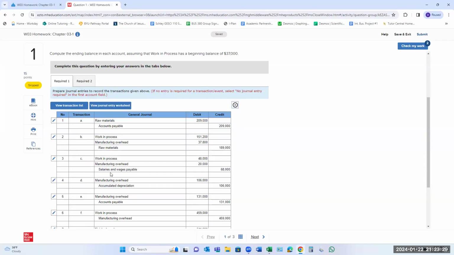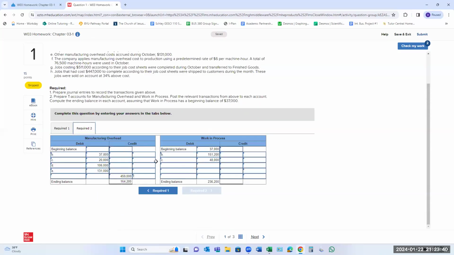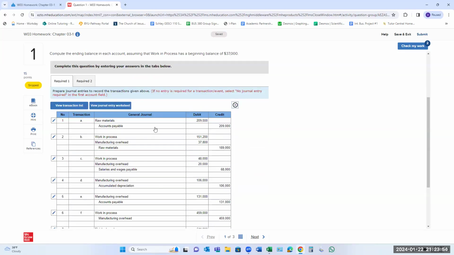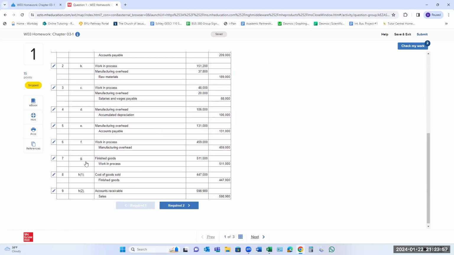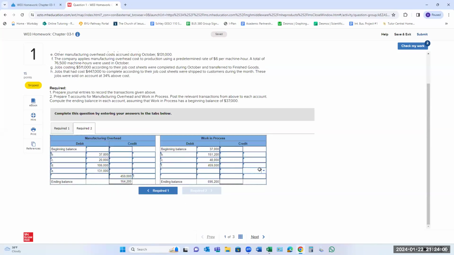Okay, we're looking for work in process. Now we have F is our next one, 459,000 debit. Okay. And then our last work in process is G, credit of 511,000. So I'm going to put it over here. That's the credit.